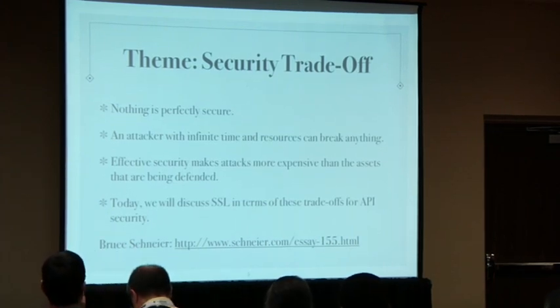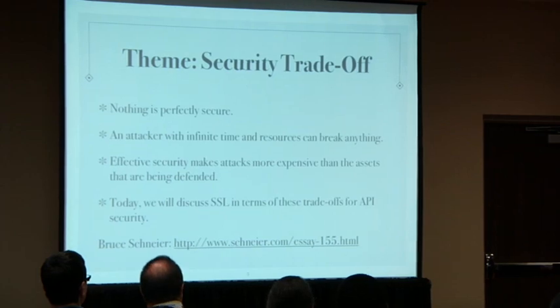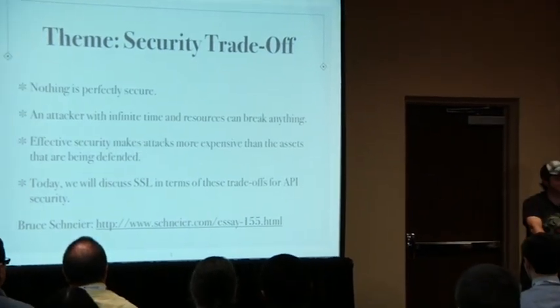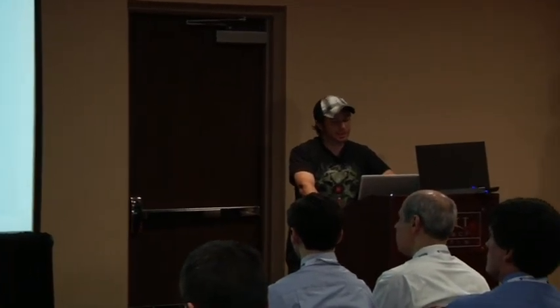The real trick here is to make it difficult enough that the attacker maybe gets bored and moves on to something else, or realizes that what they're trying to hack is not altogether that interesting, and they just move on. So that's what we're hoping for, is to make it hard enough that attackers just move on. So basically, we're going to discuss SSL in terms of these trade-offs for API security, and we're going to present a lot of other solutions besides using SSL, which is the wrong solution.